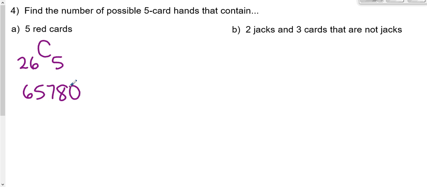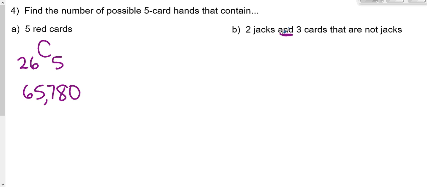There are 65,780 different hands that would consist of 5 red cards. Part B. Find the number of possible 5-card hands that contain 2 jacks and 3 cards that are not jacks. Okay, notice we have the word and. If you think back to our lesson on counting, when you have and, you multiply. It's like wearing a pair of jeans and a t-shirt and a sweatshirt. Remember, we multiplied, and that was the fundamental counting principle.